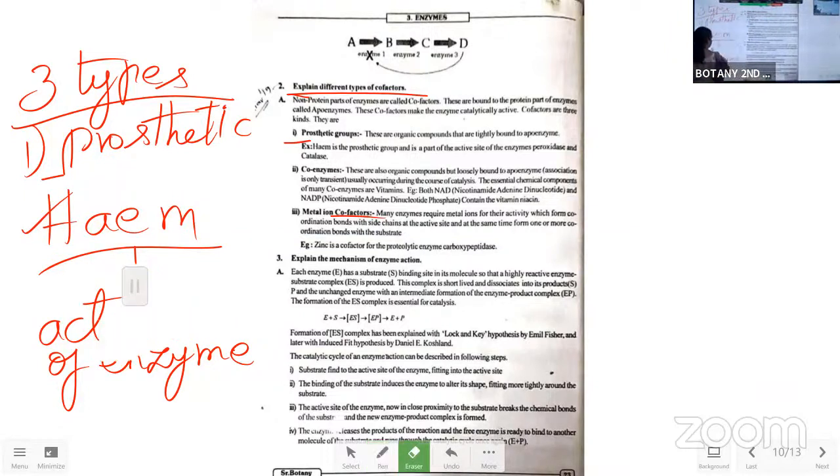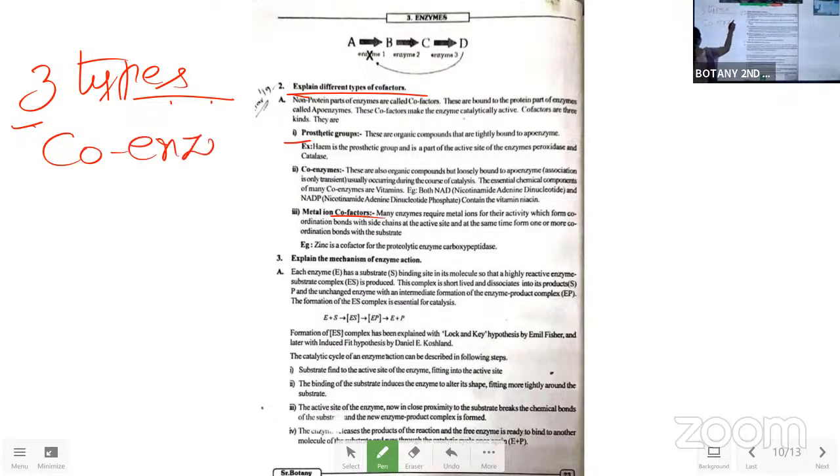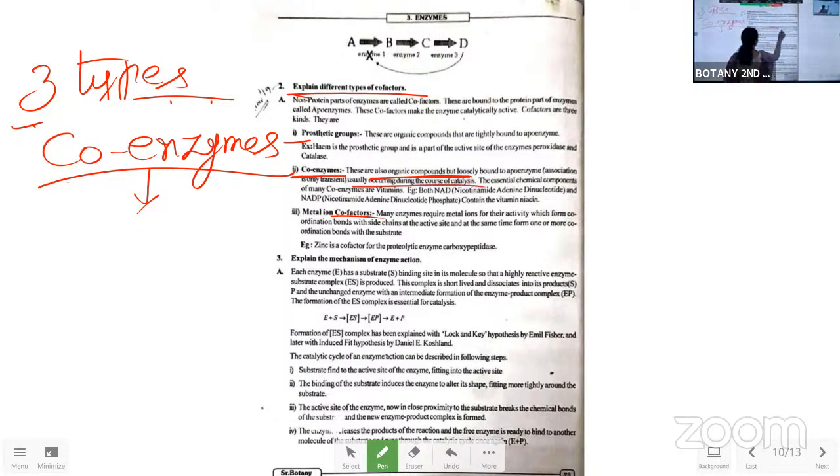Next comes the coenzymes. Coenzymes are organic compounds, but loosely bound with the apoenzyme. Okay, so these are organic compounds that are loosely bound with the apoenzyme, and they catalyze the rate of reaction, but very little. That is, the enzymatic action will not be faster with the coenzymes, but sometimes it will become faster. Without the coenzyme, the enzymes cannot perform the rate of reaction also.